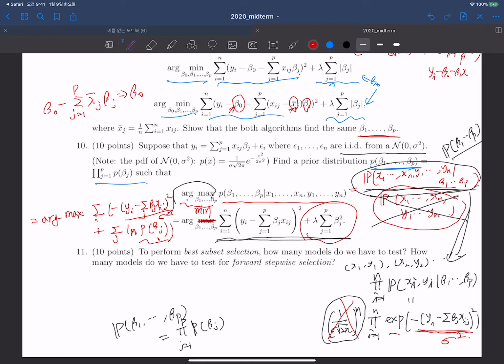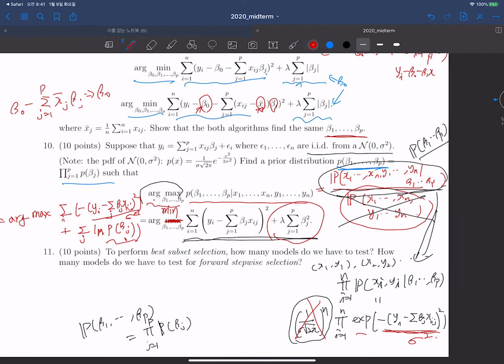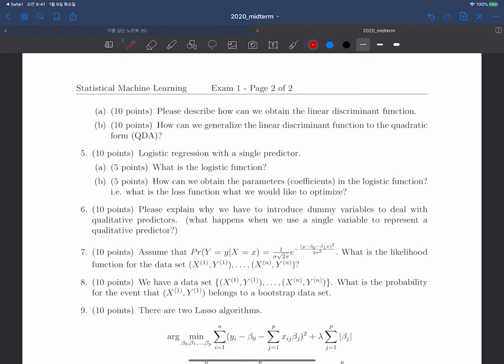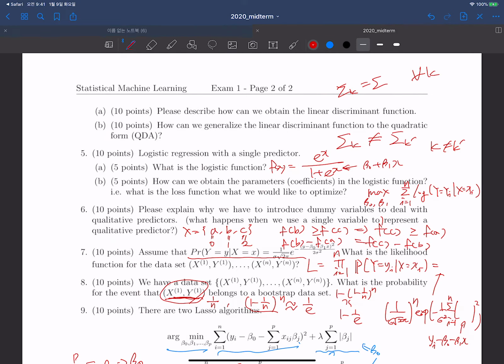Okay. The last question is, to perform best subset selection, how many models do we have to test? How many models do we have to test for stepwise selection? Okay, so this question is very, sorry.